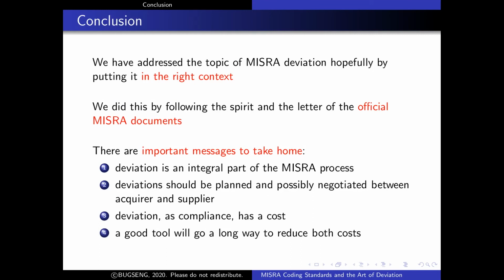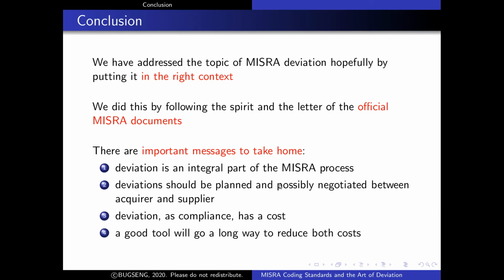So deviation is an integral part of the MISRA process. Deviation should be planned and possibly negotiated between the acquirer and supplier before the project starts, because otherwise, if you have discussions at the time when the project is almost finished and has been delivered, this is a nightmare, because the discussion will end up, you don't know how. If you are forced to make changes, you will have to repeat a lot of activities. You will have to repeat testing, peer reviews, and so on.